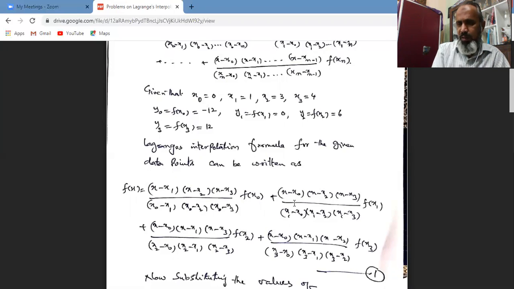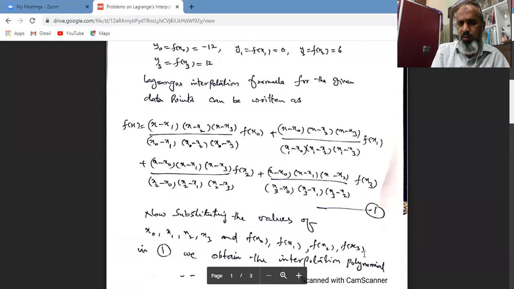So we are writing x minus x naught, x minus x2, x minus x3 by x1 minus x naught, x1 minus x2, x1 minus x3 into f of x1. Similarly, the third term will be x minus x naught, x minus x1, into x minus x3 by x2 minus x naught, x2 minus x1, x2 minus x3 into f of x2, each x value being subtracted from x2. And the fourth term will be x minus x naught, x minus x1, x minus x2 by x3 minus x naught, x3 minus x1, x3 minus x2 into f of x3.